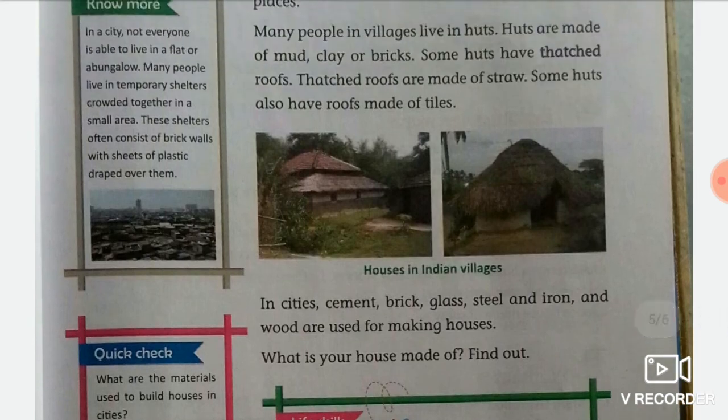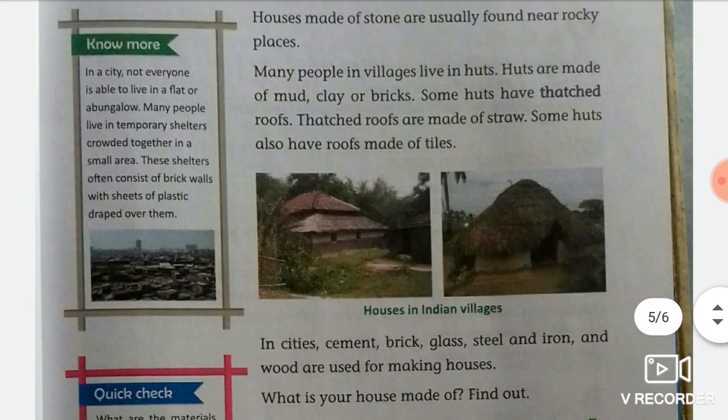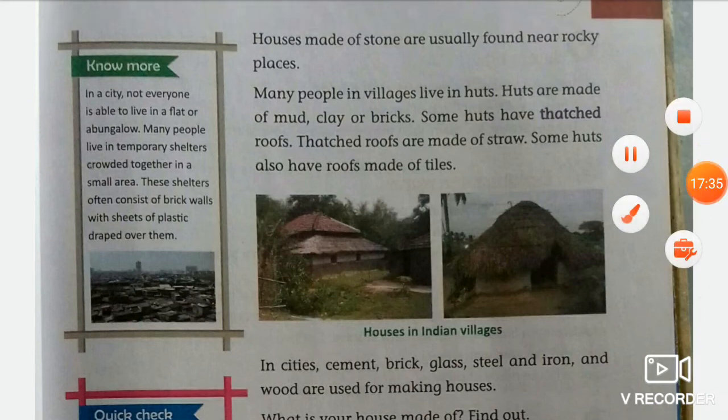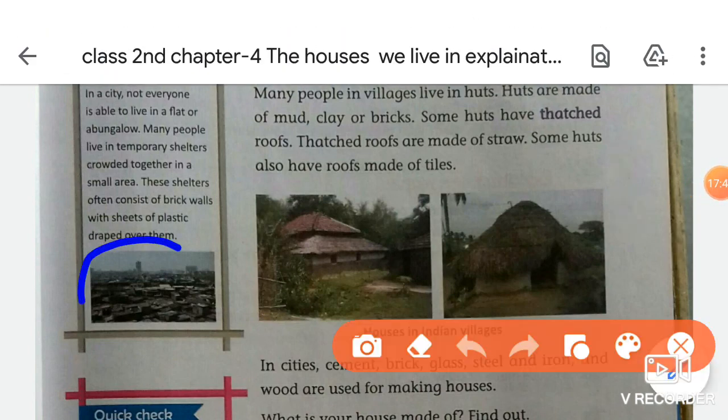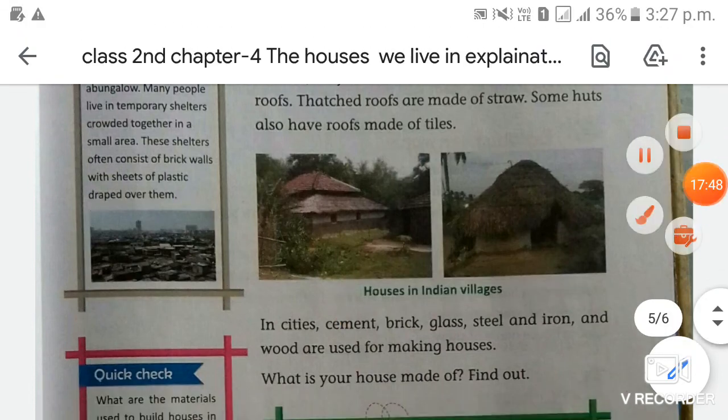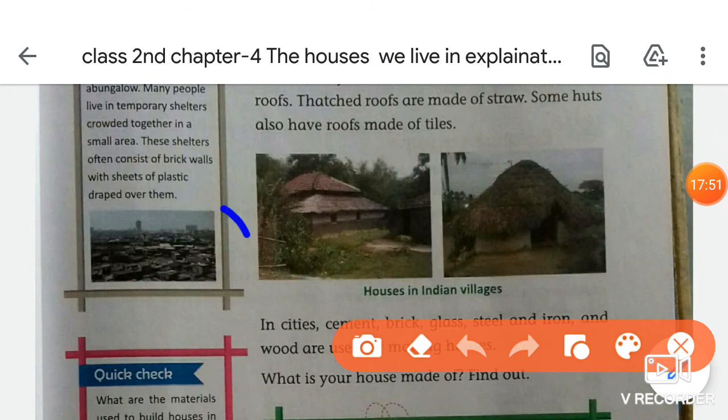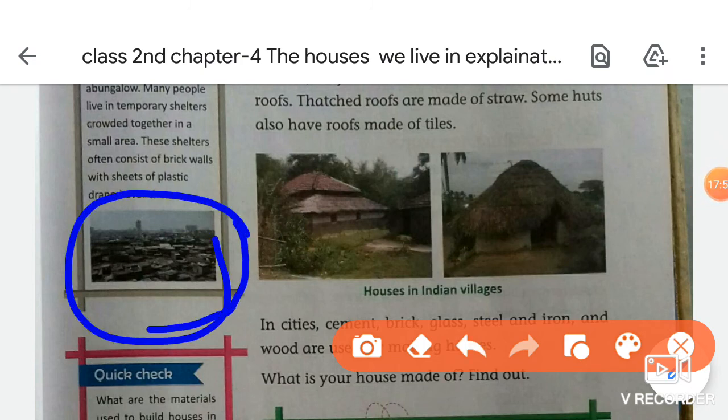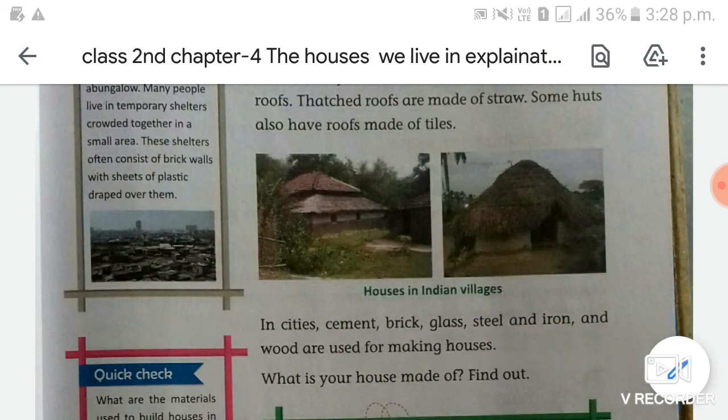So students, in a city, not everyone is able to live in a bungalow or a flat or a multi-story building. So many people who are financially weak or poor live in temporary shelters. As you can see in this picture, they live in temporary shelters crowded together, which are made of brick walls and covered with plastic sheets. Okay, the plastic sheets are covered over them. Okay, students.